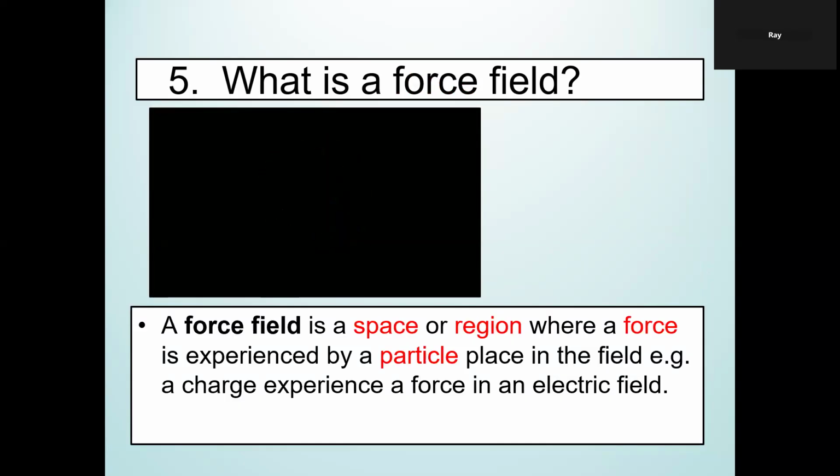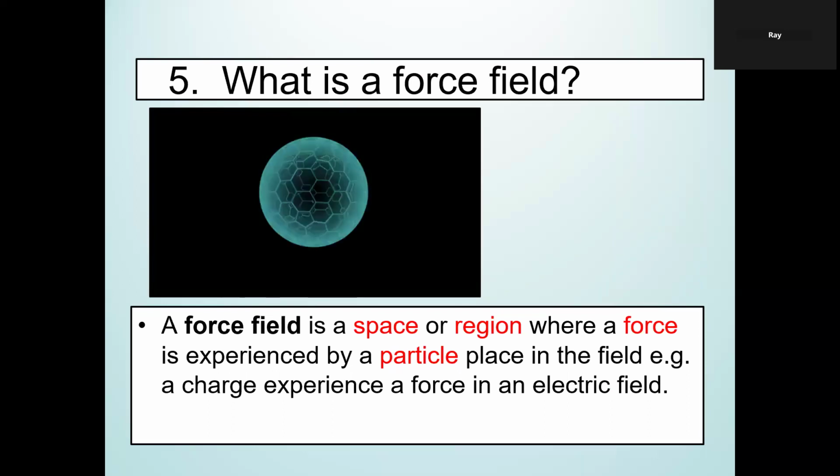A force field is a space or region where a force is experienced by a particle placed in the field. Right? If there's a presence of a force field, you place a particle there, the particle will experience the force. So for example, if it's an electric field, you place a charge, the charge will experience a force. Right? Just like that. Put a particle there, the particle will experience a force, if there's a force field.